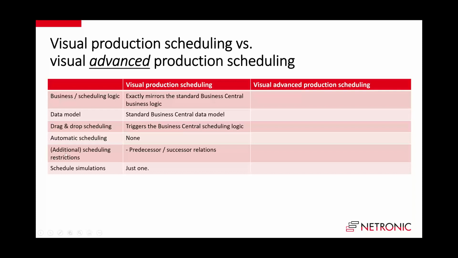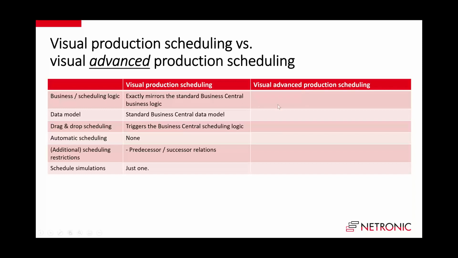Also, we don't work against any scheduling restrictions. The only scheduling restriction that you can work with is the predecessor-successor relation, and you only have this one scheduled simulation that you work on. So this is the open planning board. These are the core assumptions, and for us the core principles, of visual production scheduling. And when it comes to Business Central, this translates into our product called the Visual Production Scheduler, which is the product that we are going to look at now.